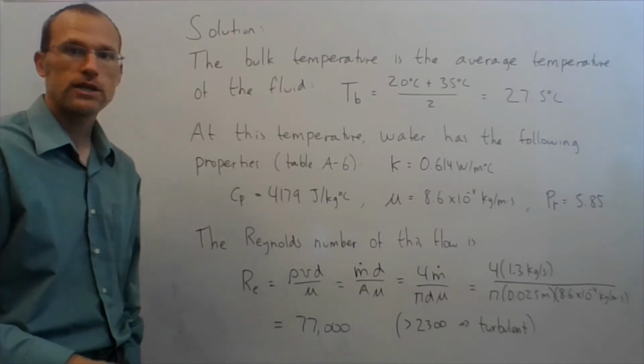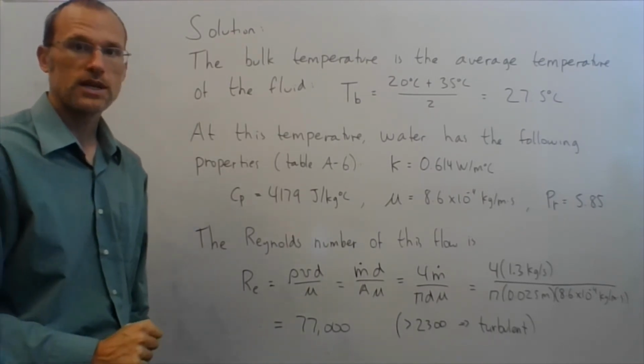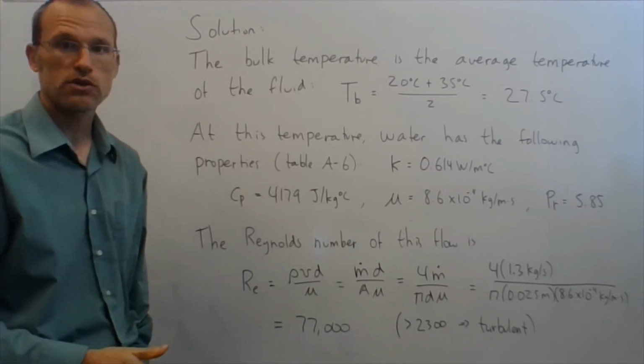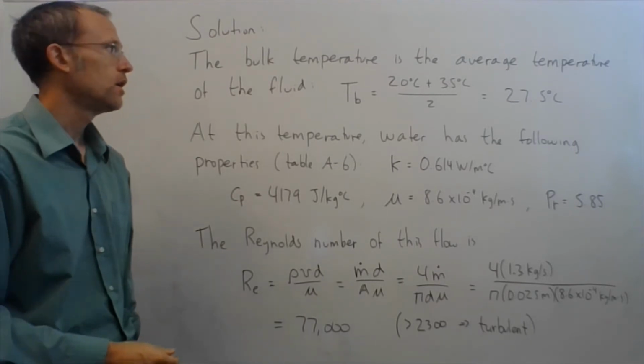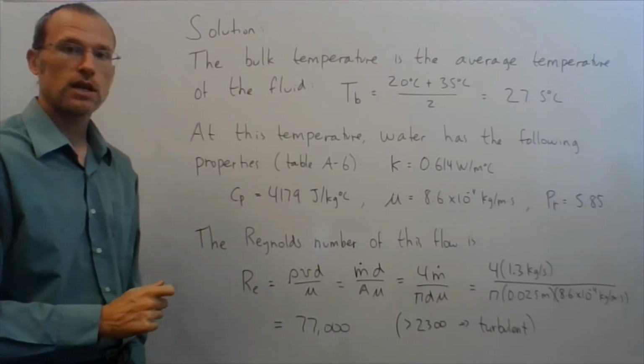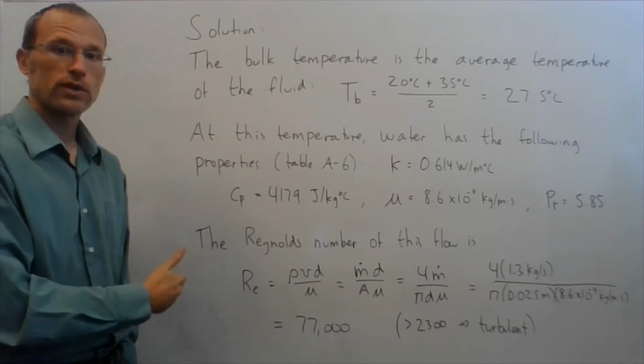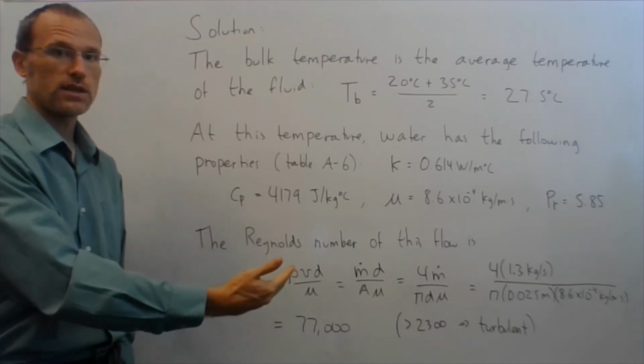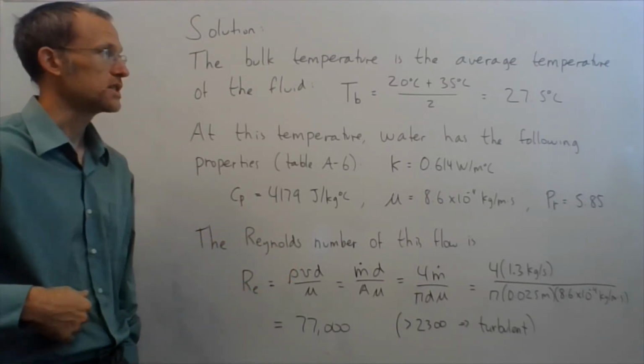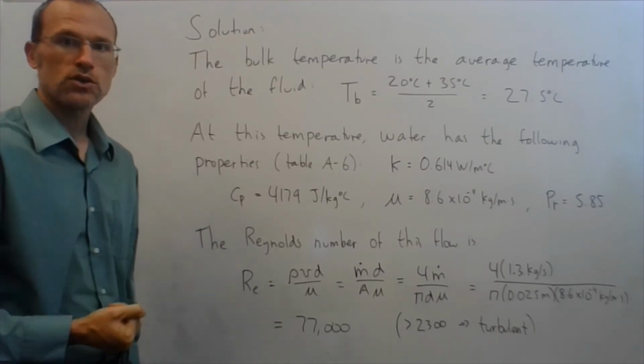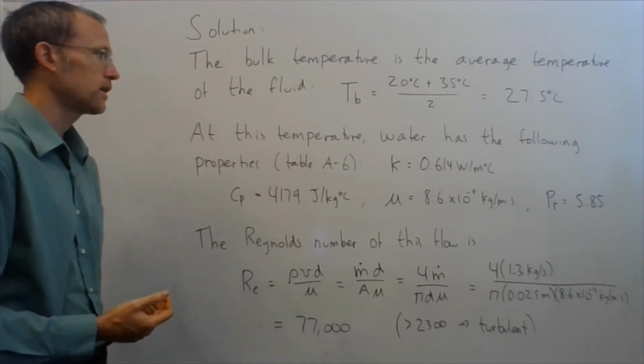So first thing to do here is to find the bulk temperature. This kind of replaces the step of finding the film temperature that we use for the external flows. So bulk temperature is the average temperature of the fluid. I know it goes from 20 degrees at the beginning to 35 degrees at the end. So average of those two is 27.5 degrees Celsius. So that's my bulk temperature in this case.